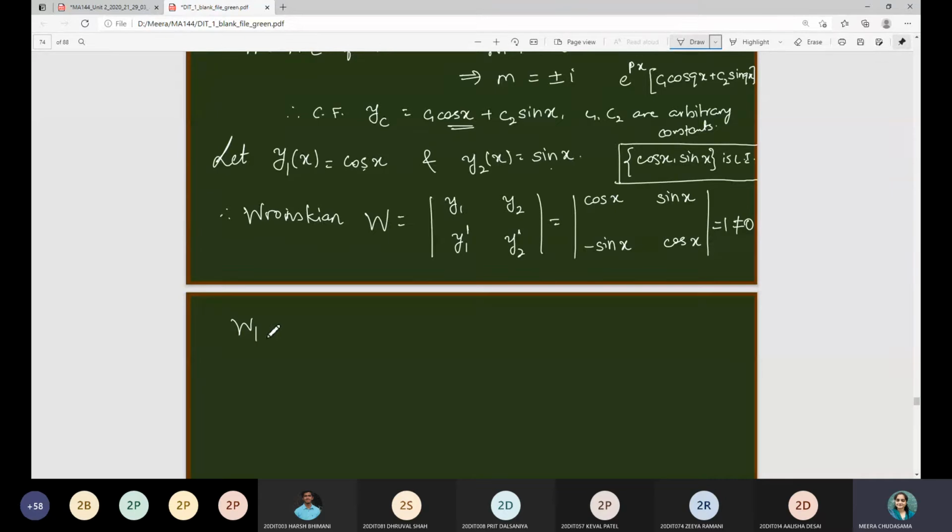Now, for W1, what will we do? The entries of the first column will be 0, 1. The last entry will be 1. Here, since only 2 rows are there, therefore 0 and 1. Yes, and the other entries will remain the same, that is y2 and y2 dash. So it is 0, 1, and this one is now sin x, cos x. So you can see that this determinant is nothing but minus sin x. Similarly, what will be W2?